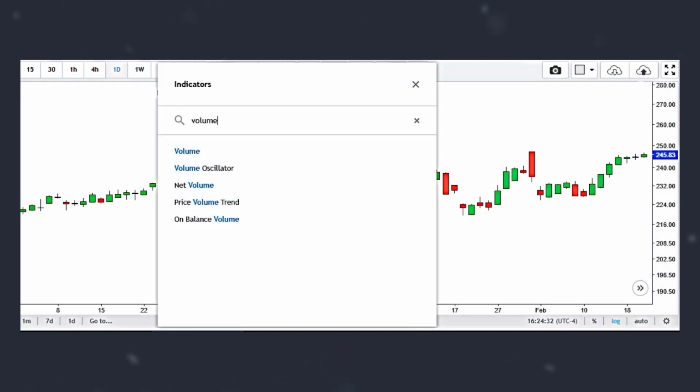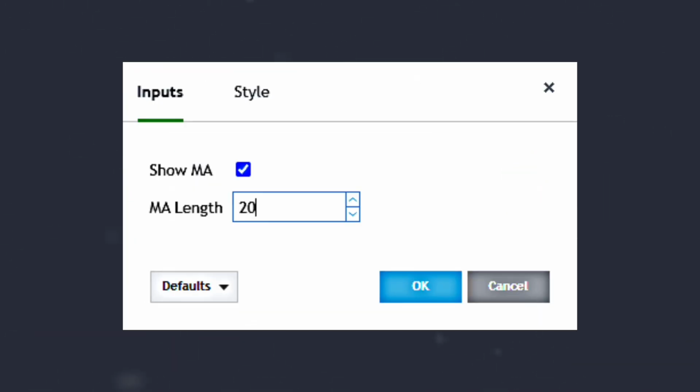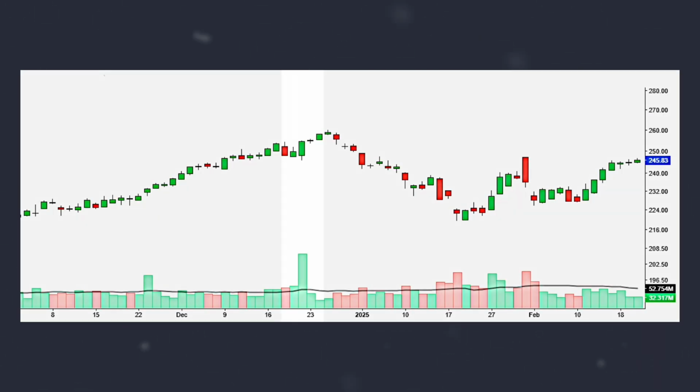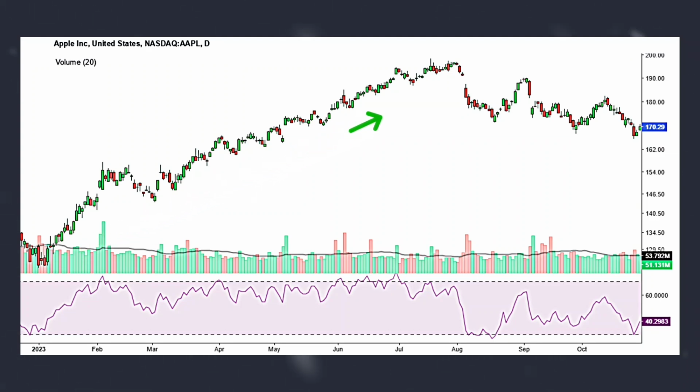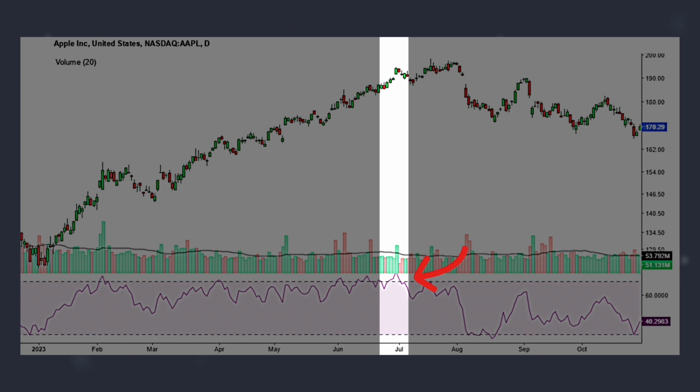First, add the volume indicator to your chart. Then, go to its settings, enable the moving average (MA) option, and set your desired period. When today's volume bar is clearly higher than this moving average, it indicates a volume spike. In this chart, we can see an uptrend. Near the top, RSI drops below 70, signaling a possible reversal. At the same time, volume rises above its average, adding confirmation. Soon after, a downtrend begins.